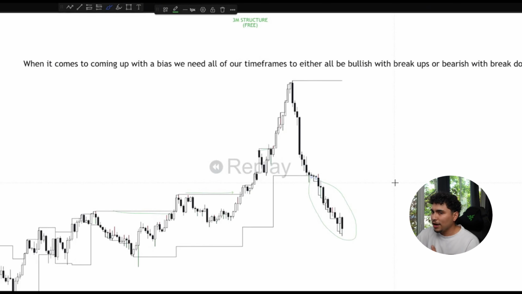So we had to wait for everything to be aligned, because if we had not, we saw that the 4-hour was breaking up still. And I've been using this strategy for the last 4 years, so I know that if all the time frames are not aligned, you're just gonna end up with a lot of choppy markets and a lot of break-evens and losses.